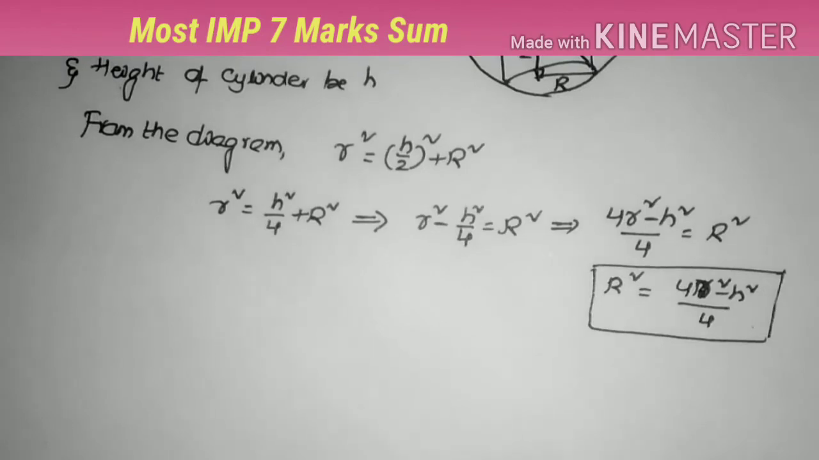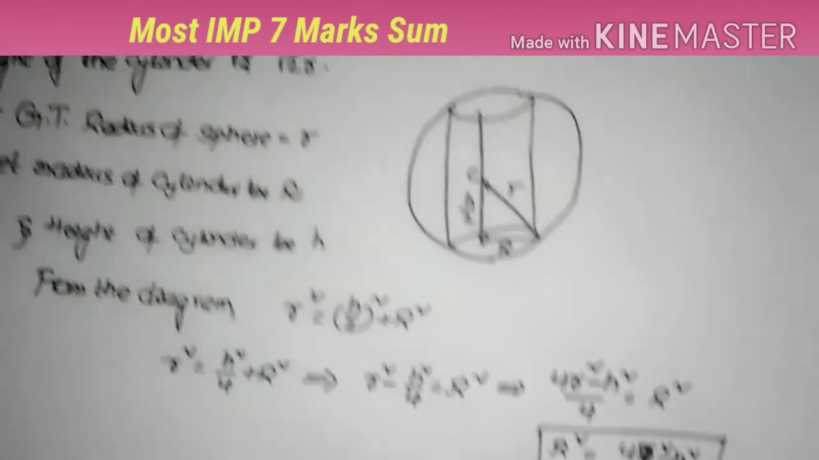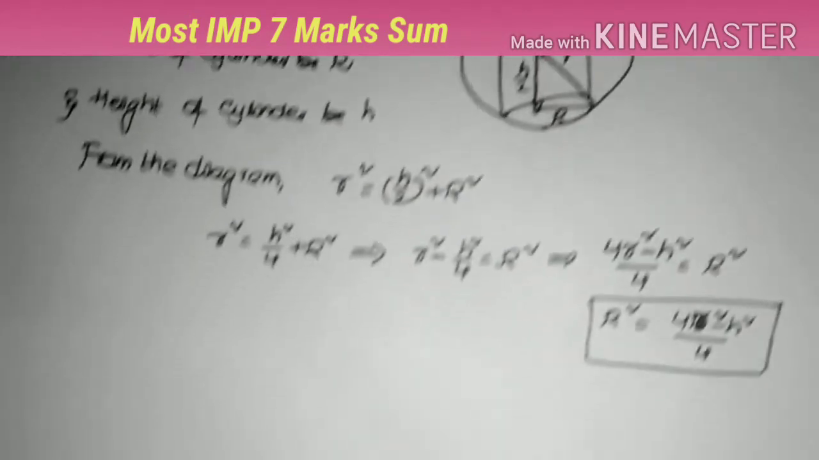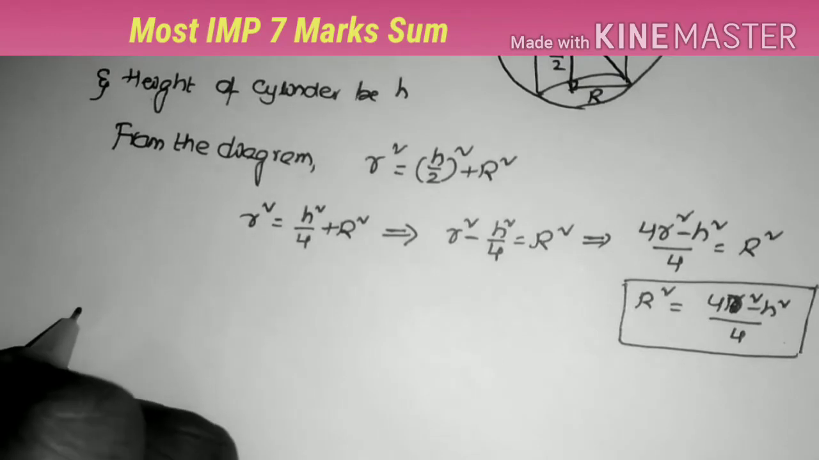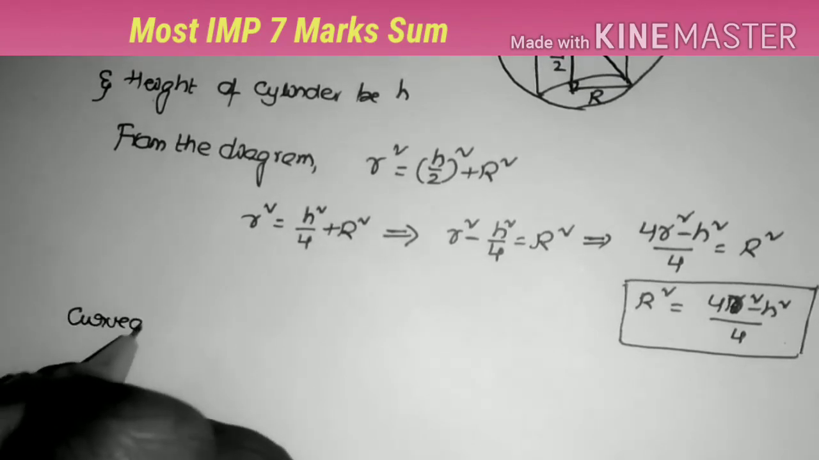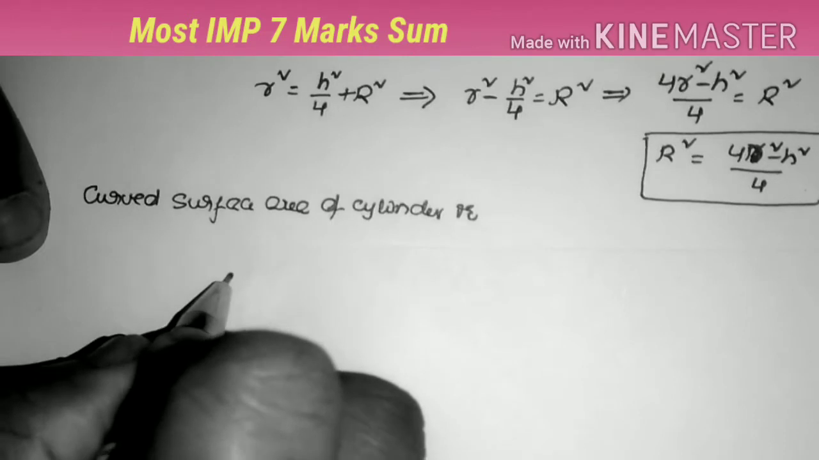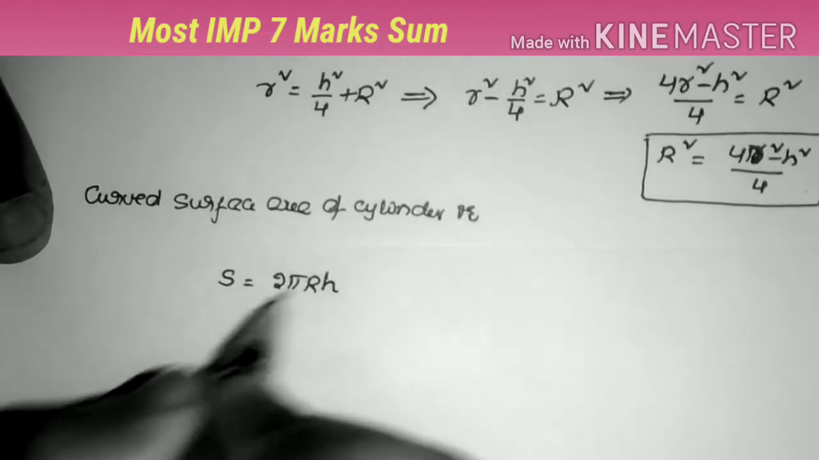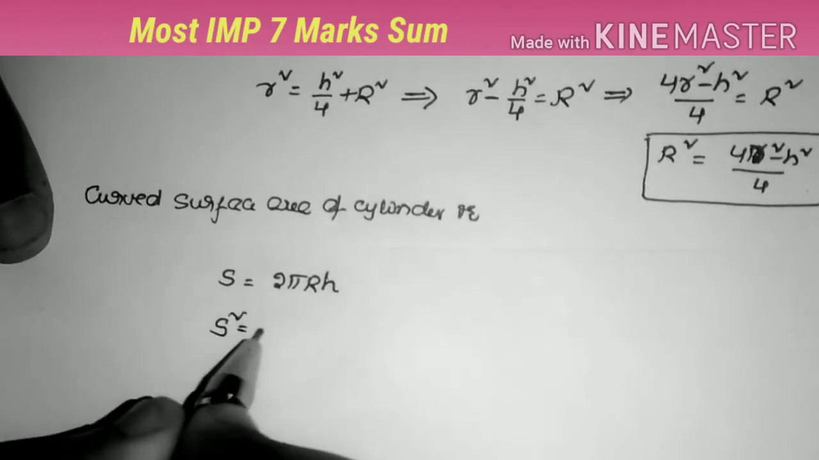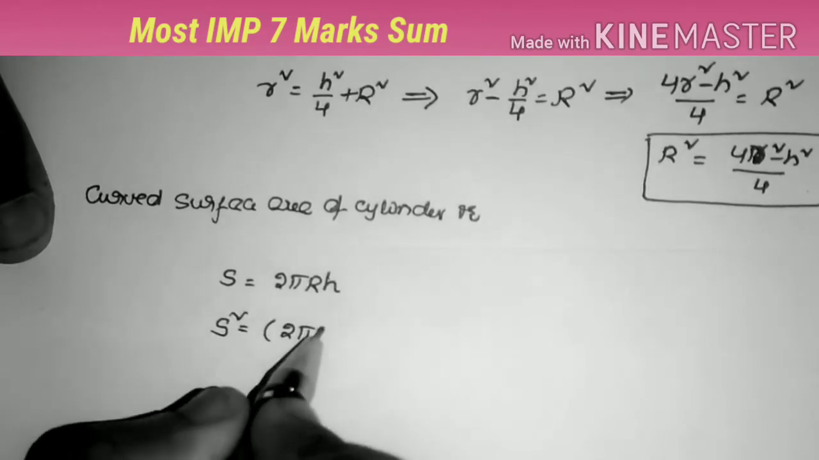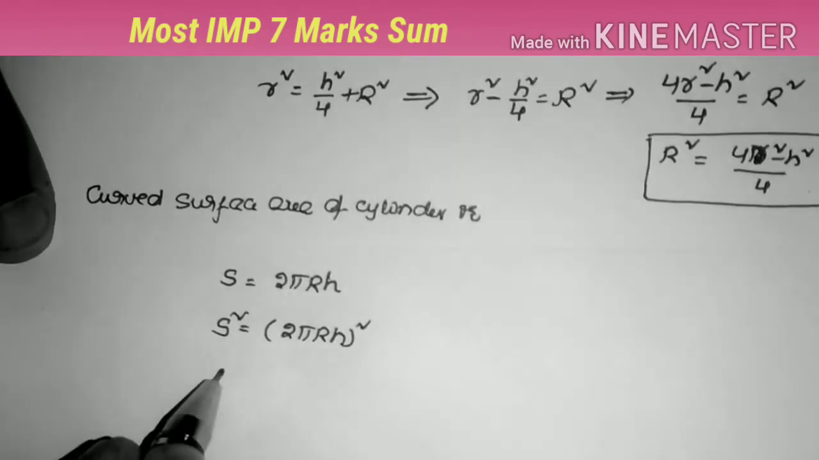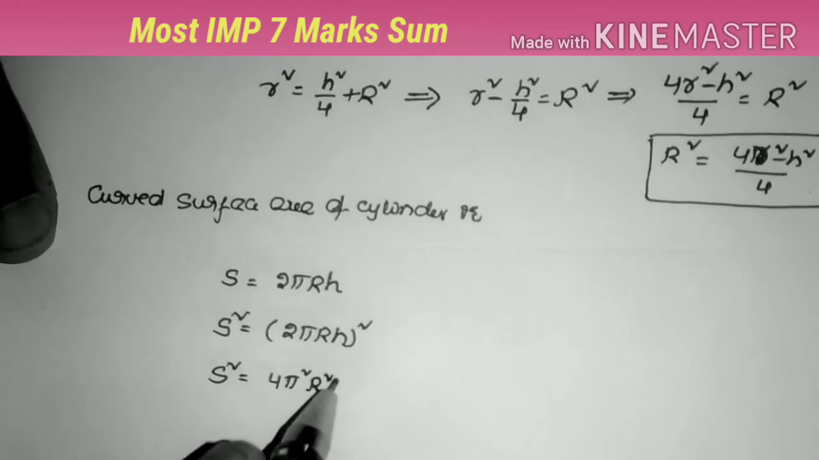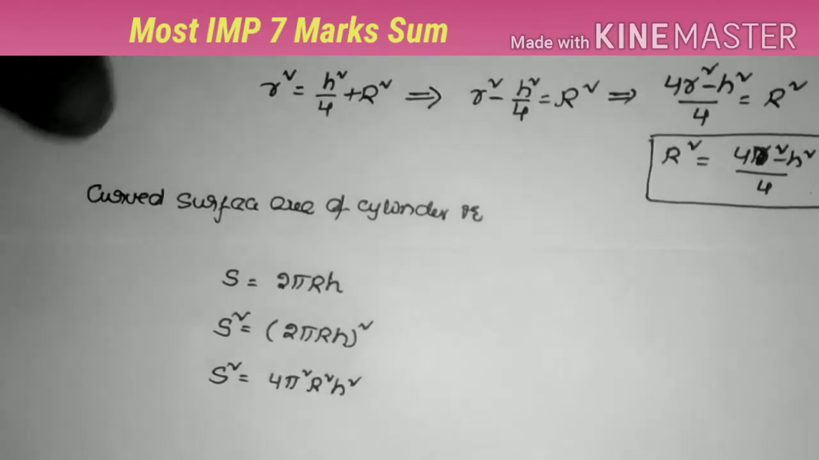Now we use this value to solve the problem. What is given? The curved surface area of the cylinder. We take the formula: the curved surface area of the cylinder is S equal to 2 pi R h. Now squaring on both sides, S square is equal to 2 pi R h whole square, which means S square is equal to 4 pi square R square h square. So this is the S square value.